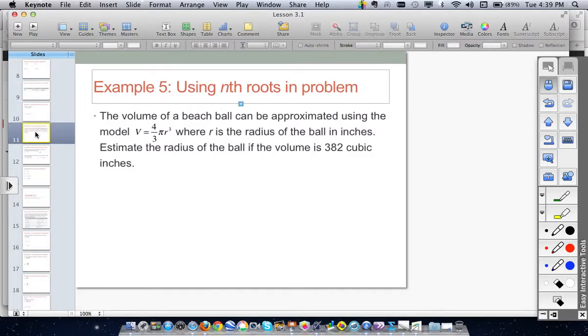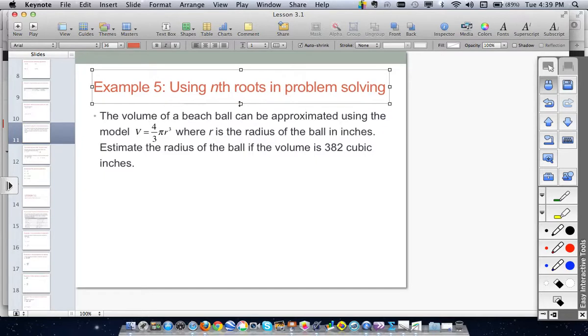Okay, so now let's go ahead and take a look at our next example. This is actually going to be our last example before we get into the practice problems. So example 5, using nth roots in problem solving. Of course, we're not going to get away from word problems.